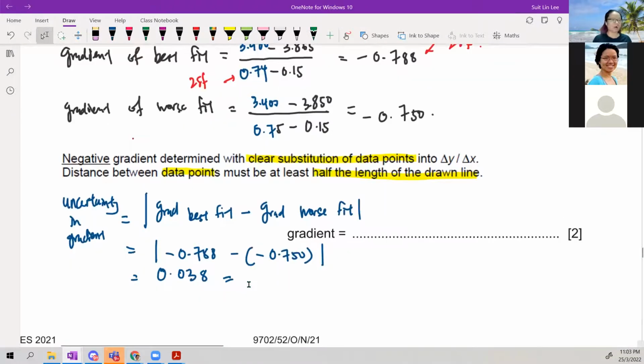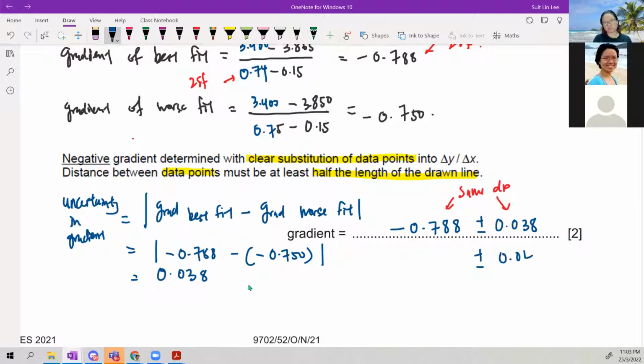And do you need to change to 1 SF? They are not strict about this now. They were strict in the table. They are not strict right now. So Cambridge is notoriously known to be inconsistent. So let me write my answer first. My gradient is negative 0.788 plus minus, okay? I can write this one as 0.038 to maintain the same DP. Or if you're like, no, it must be 1 SF, okay, 0.04, then this one can be minus 0.79, which kind of works because this one up here is 2 SF. So I think this is a better answer.